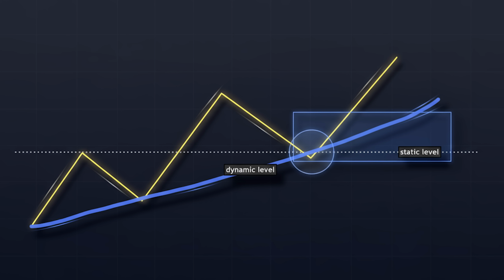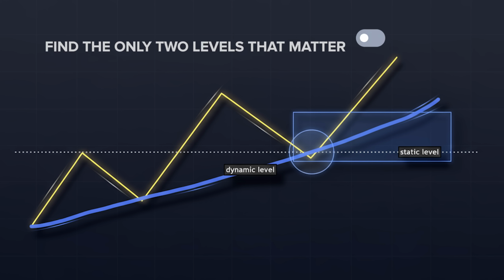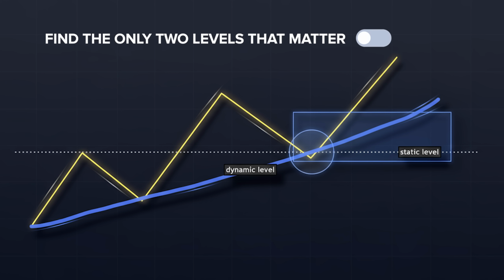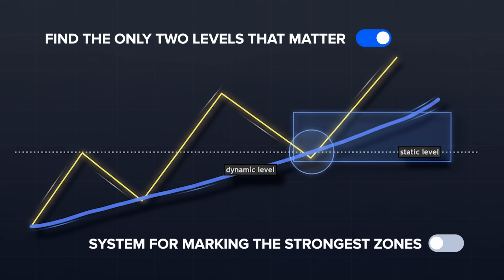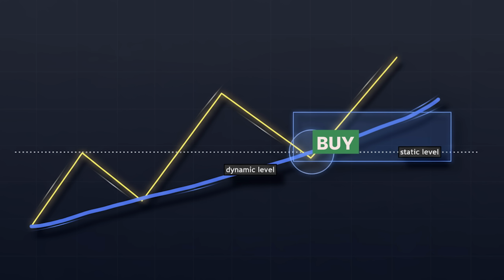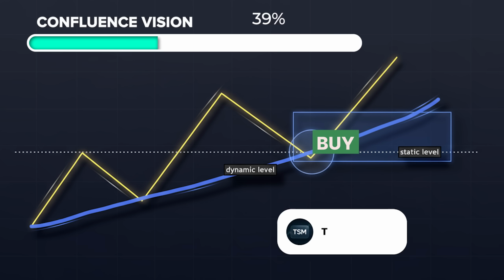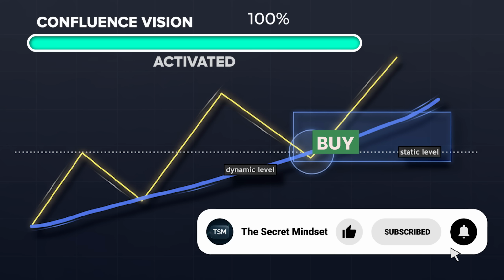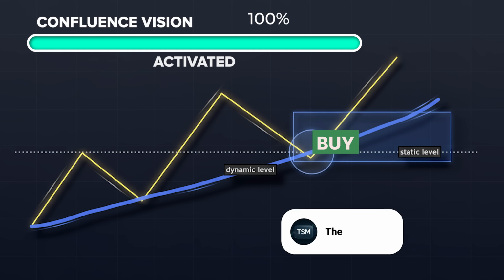Let's lock this in. You now have the ability to identify the only two levels that matter, static and dynamic. You have a simple system for marking the strongest zones on any chart and the exact entry rules that keep you out of bad trades. You now see the markets through the lens of confluence, and that changes everything.